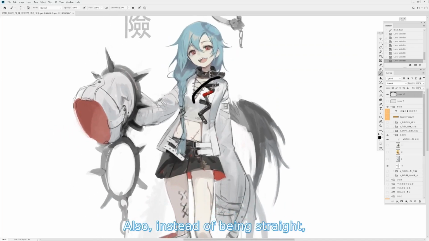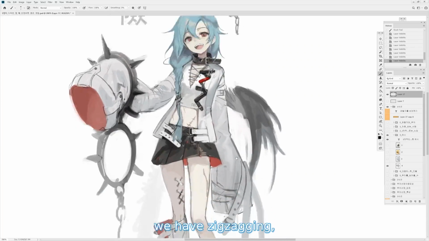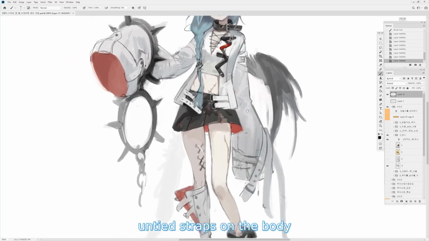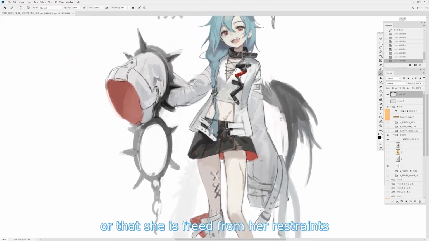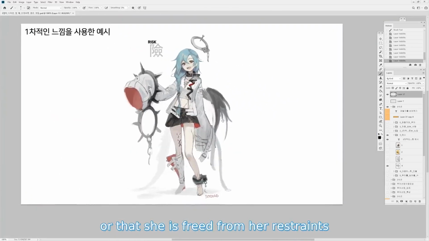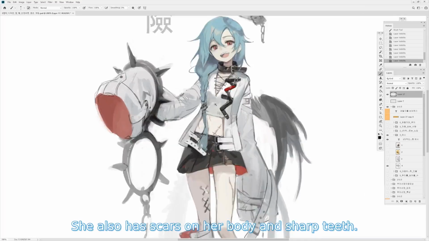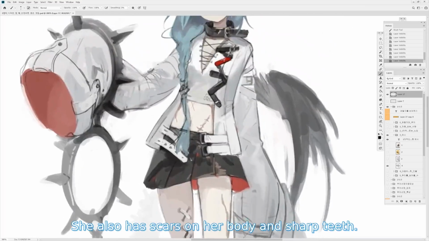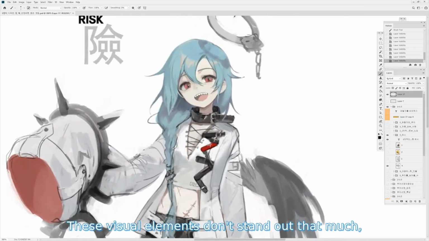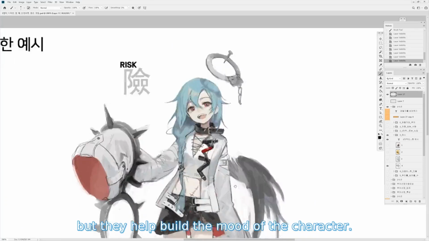Also, instead of being straight, we have zigzagging, untied straps on the body that shows she's unstable, or that she is freed from her restraints and is completely mad. It shows she isn't in a normal state. She also has scars on her body and sharp teeth. These visual elements don't stand out that much, but they help build the mood of the character.